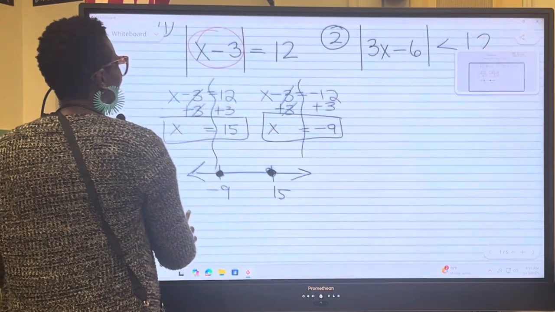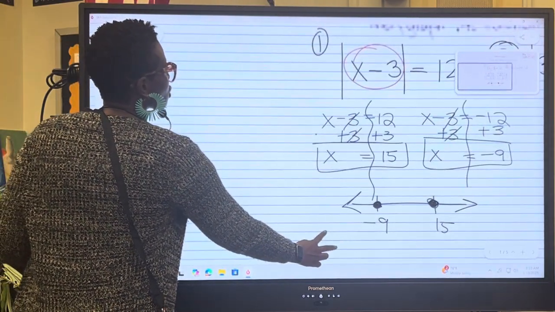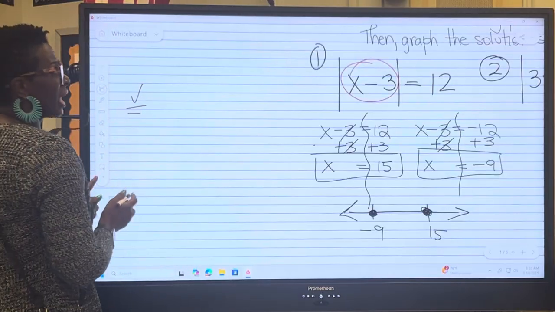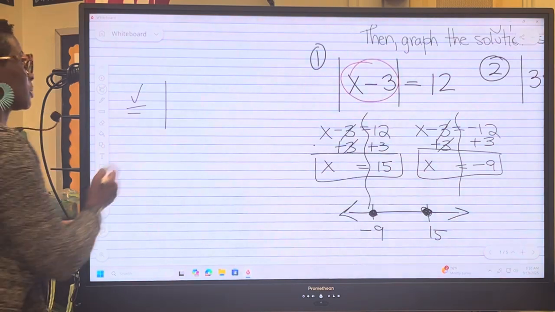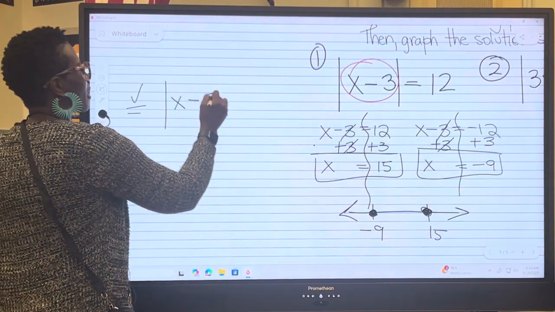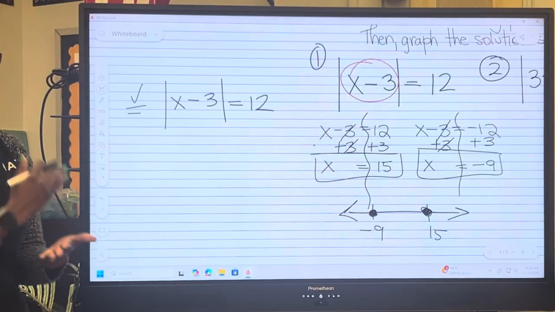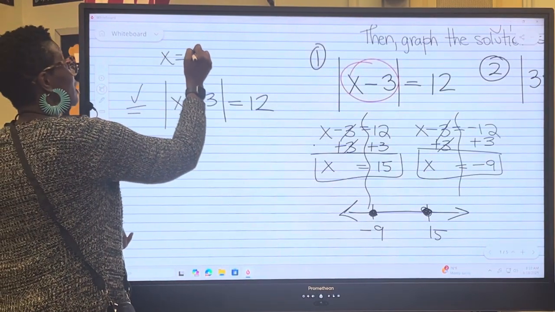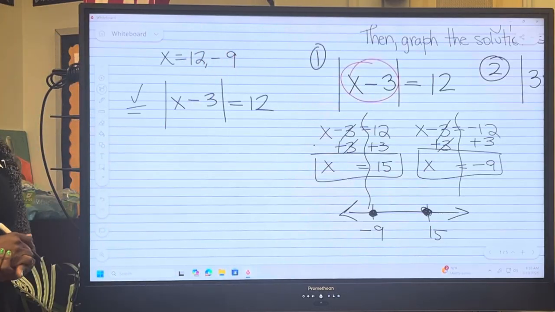Now, I want to check these solutions because I want to prove to you that it makes my sentence true. So I'm going to check. And I'm going to write the original problem because anytime we check something, we always start with the original problem. So I got the absolute value of x minus 3 equals 12. Now, what did you guys tell me that the solutions are? They are 12 and what? Negative 9. So let's plug them in.